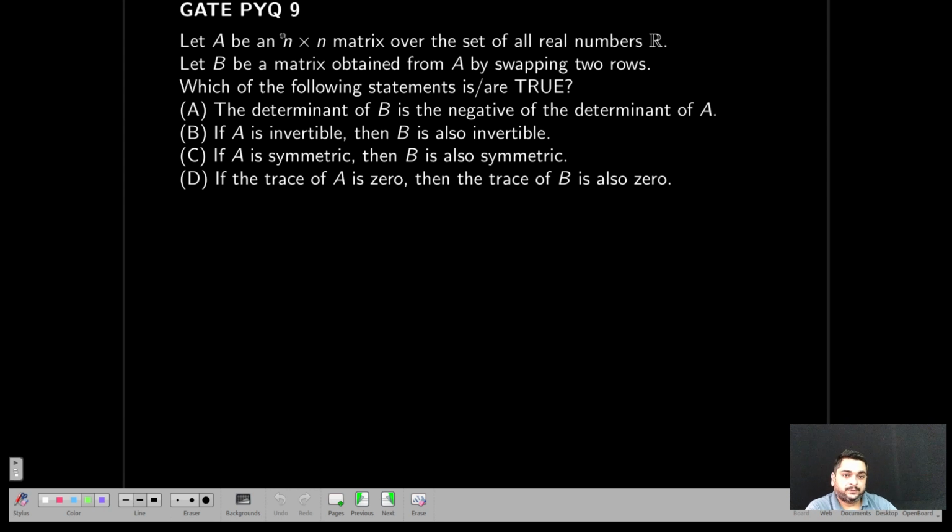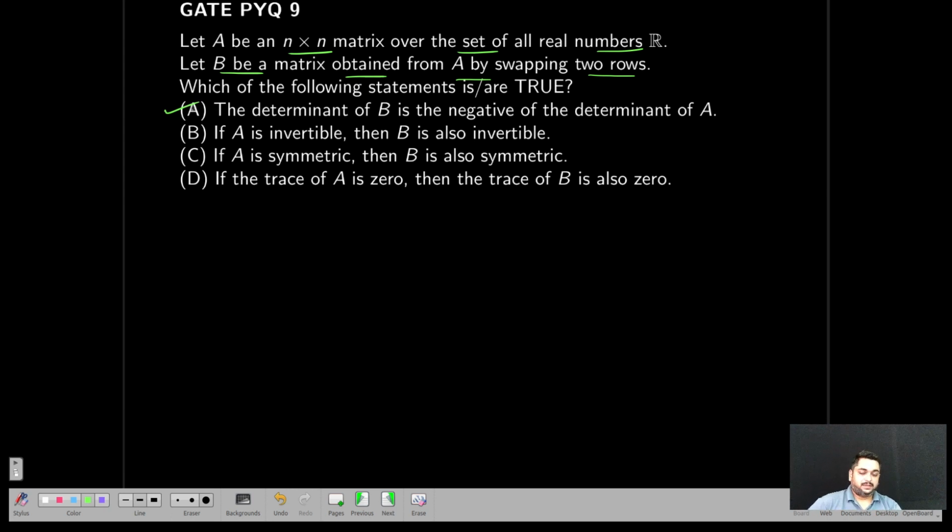Next. Let A be an n cross n matrix over the set of all real numbers R. Let B be a matrix obtained from A by swapping two rows. Now which one of the following is correct? So A and B are the same n cross n matrix, but B is obtained by swapping only two rows. So we are doing the swapping only once. So the determinant of B is the negative of the determinant of A. Yes. Why? Because when we swap rows one time, the sign changes.